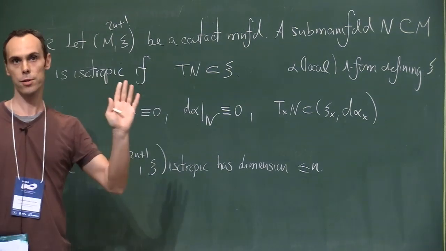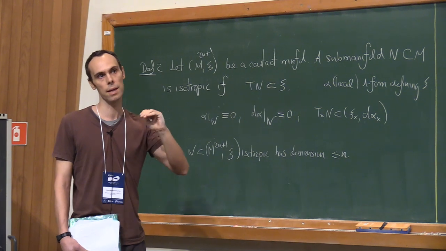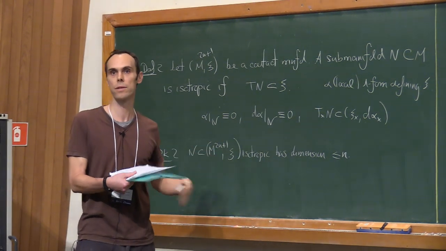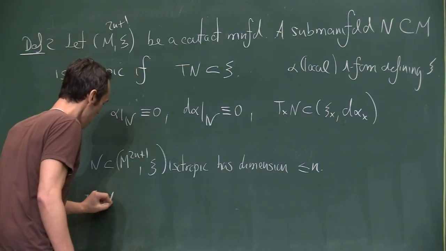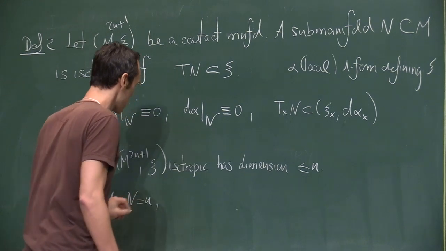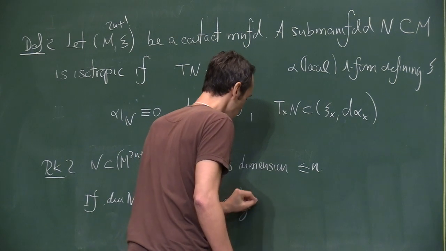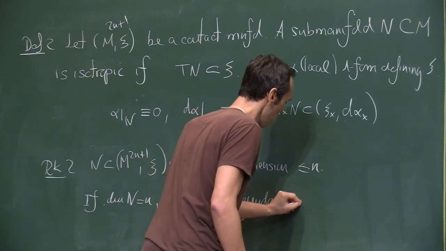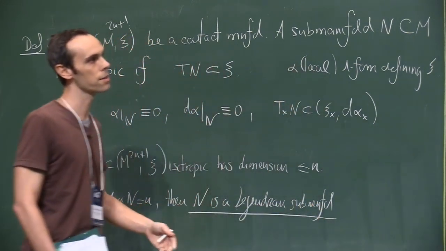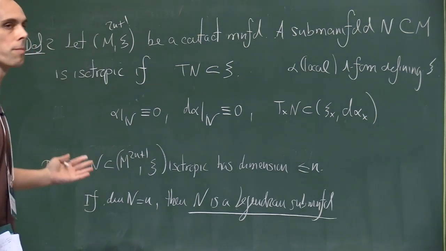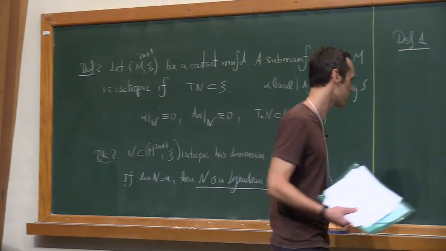And again, amongst isotropic submanifolds, as is the case in symplectic geometry, the most relevant ones are the ones that have top dimension, the analog to Lagrangian submanifolds in symplectic geometry, which is what one calls here Legendrians. So if the dimension is top, then N is a Legendrian submanifold. And of course, being Legendrian is invariant by contactomorphism, so that's the kind of objects that you would study on a contact manifold. So try to classify Legendrians up to, for example, isotopy, if you can.